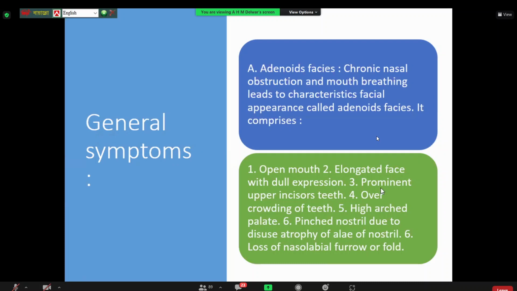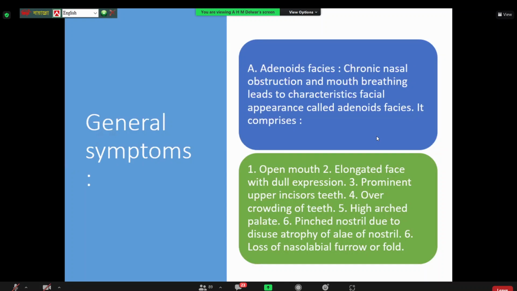Prominent incisor teeth. You see one picture, there are prominent incisor teeth. Overcrowding of the teeth. So many children patients come to us with two or three teeth above one another. Overcrowding. High arch palate.